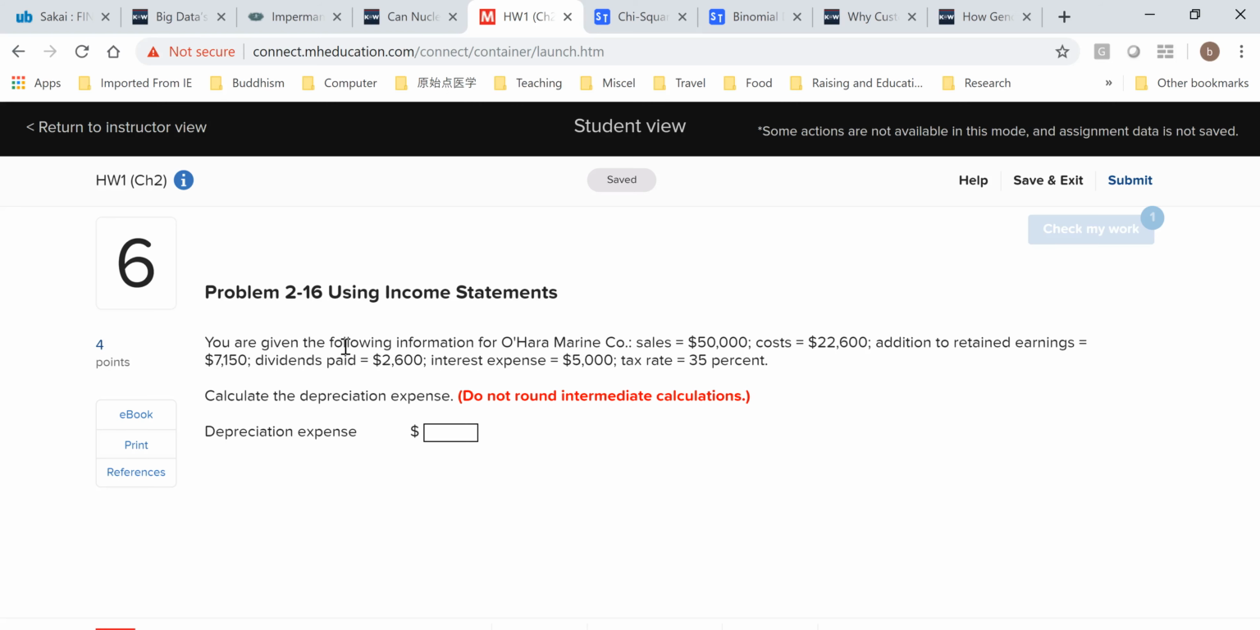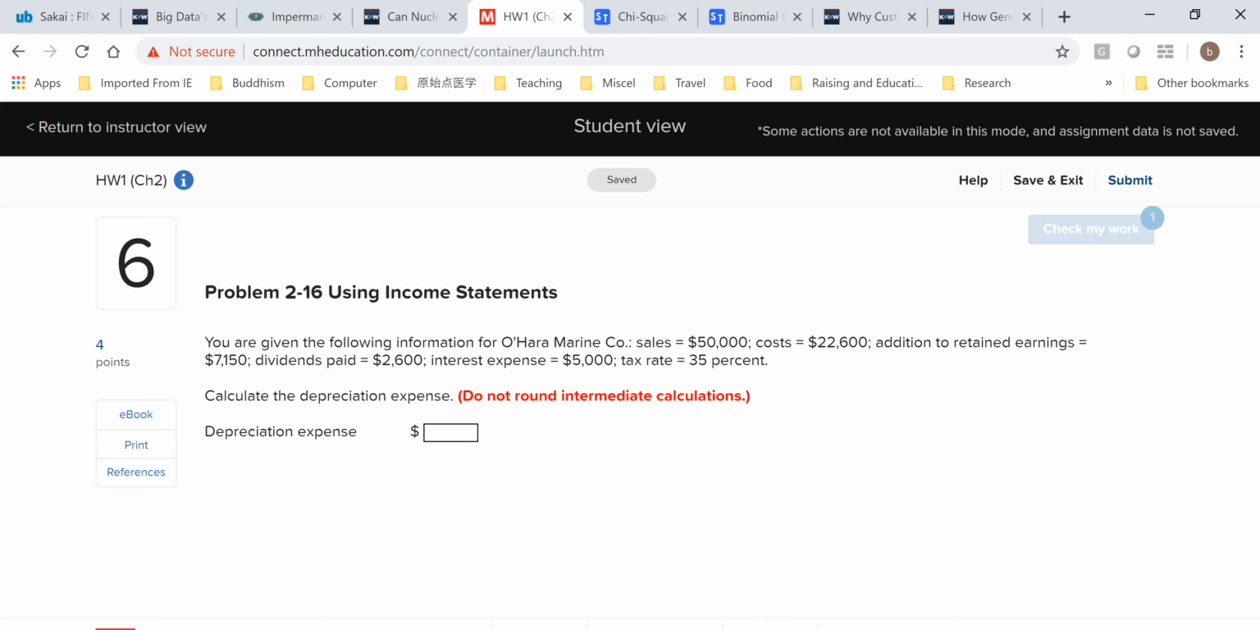Dividend paid is this. So immediately, because we know that the net income can be the sum of addition to retained earnings and the dividend paid, the net income can be calculated very easily by summing up these two amounts. Interest expense is $5,000. Tax rate is 35%. Calculate the depreciation expense. So here depreciation expense is separate from other costs. That's what that means, depreciation expense.